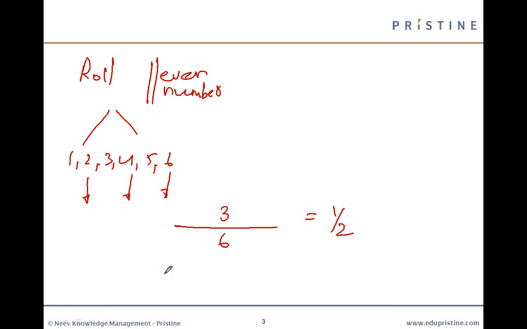Probability is nothing but assigning a numeric value to your chance of occurrence. It's nothing but the number of ways of your event of interest divided by the number of ways of all possible outcomes.